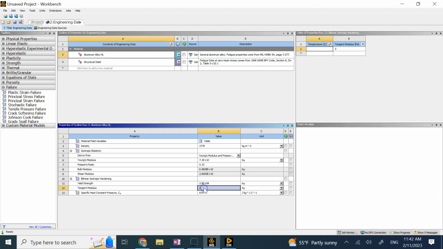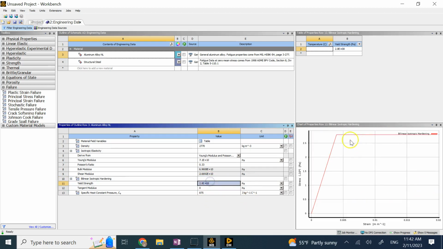Okay, ideally there is some slope, but here I assume it's 0 just to make these calculations a little bit simpler, right? So that's one of the things you want to add. The other thing you want to add is a failure.